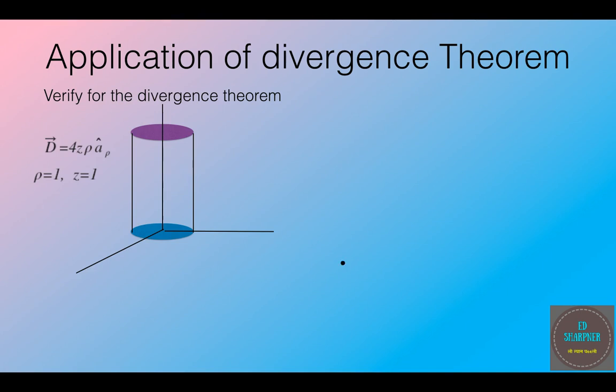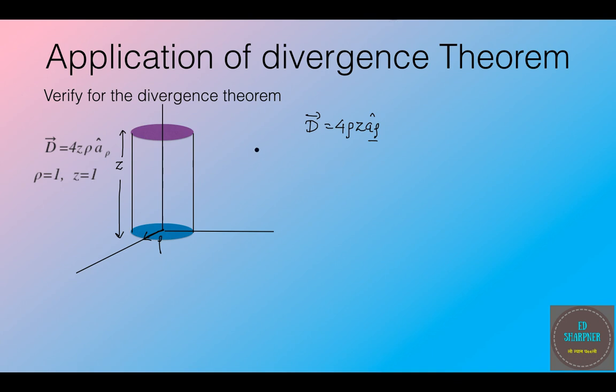Now, here we are verifying the divergence theorem. The given figure is of a cylinder with rho equal to 1 and z equal to 1, where rho is nothing but the radius of the cylinder and z is the height of the cylinder. So this is height and this is rho. Both the values are 1. The D vector is given as 4 rho z a_rho cap. Arrow cap is a unit vector and we wish to verify the divergence theorem.